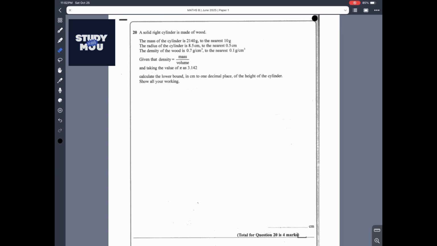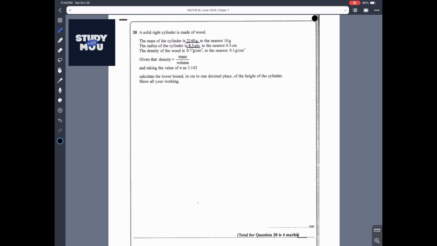Given that density is equals to mass by volume and taking the value of pi as 3.142, calculate the lower bound in centimeter to 1 decimal place of the height of the cylinder. Show all your working. Okay, so we have the rounded measurement.